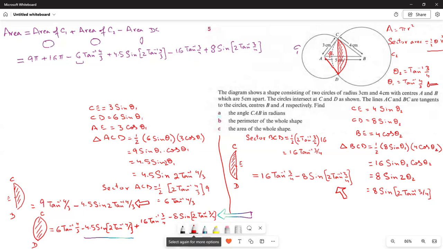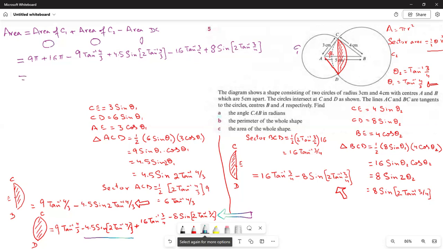My apology again. There are so many calculations, I make mistakes again and again. In the same way, this is not 6, it is 9. And that's why this is not 6, it is 9. I hope everything is correct now. This is minus 9 tangent inverse 4 by 3, plus 4.5 sine of 2 times tangent inverse 4 by 3, minus 16 tangent inverse 3 by 4, and plus 8 sine of 2 times tangent inverse 3 by 4.